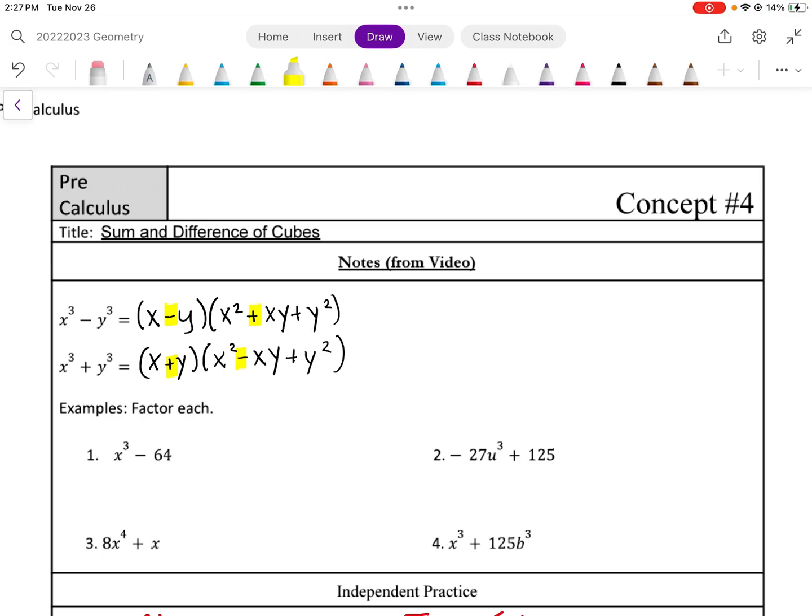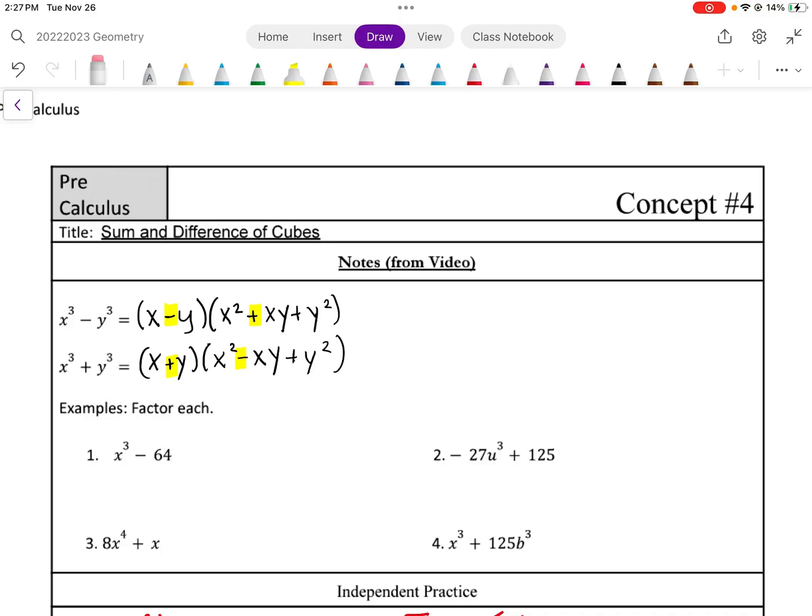So in order to do this, what you usually have to do first is take the cube root of these two numbers. That way you could actually find x and y, and then you plug x and y into those formulas. So let's try this.